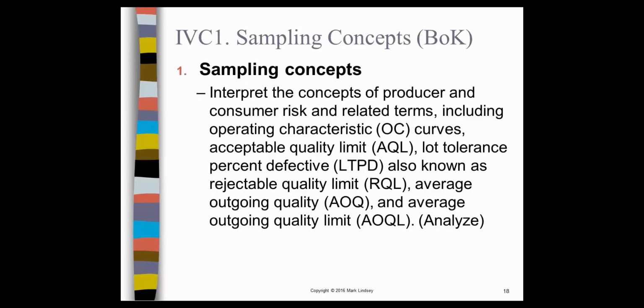So in the body of knowledge for sampling concepts, what they want you to be able to do is to interpret the concepts of producer and consumer risk, related terms, including the operating characteristic curves, the acceptable quality limit, the lot tolerance percent defective, which is also known as the rejectable quality limit, the average outgoing quality, and average outgoing quality limit. And the level of cognition on that is analyze.